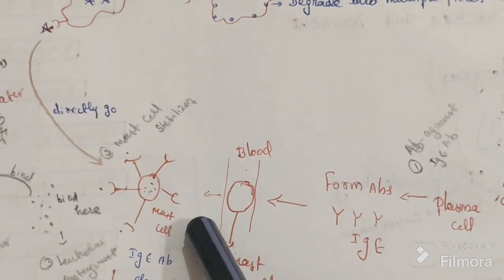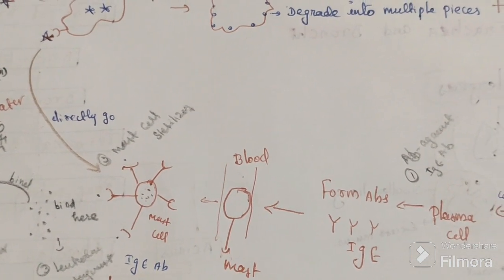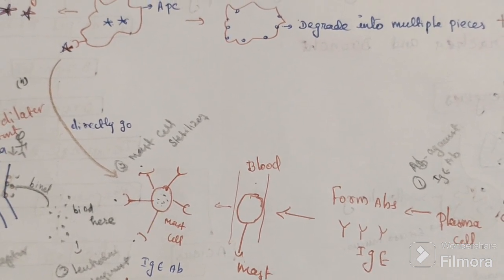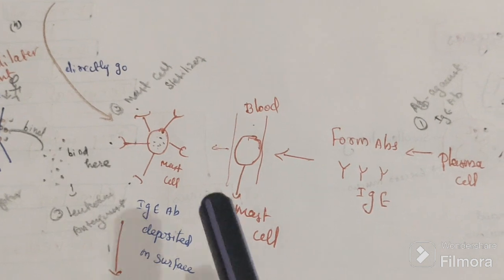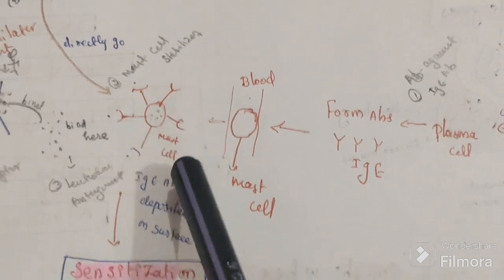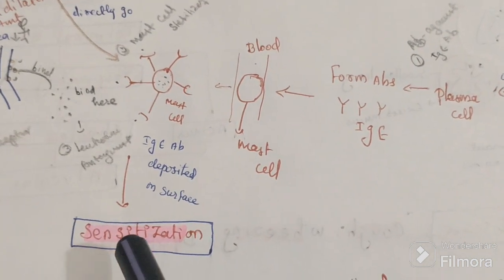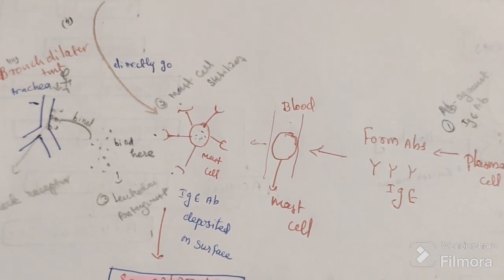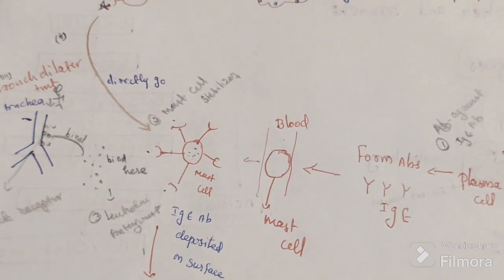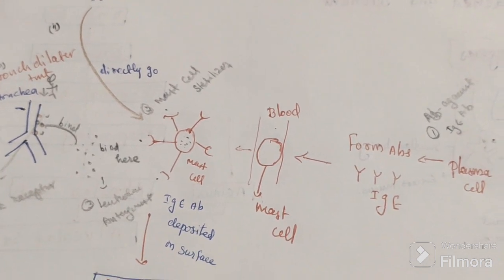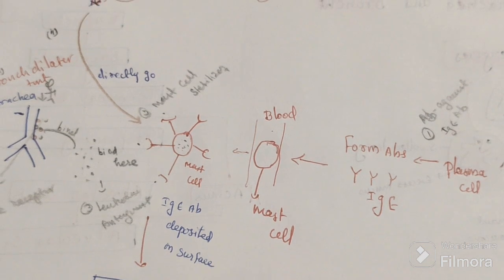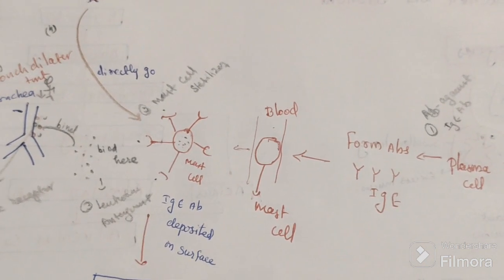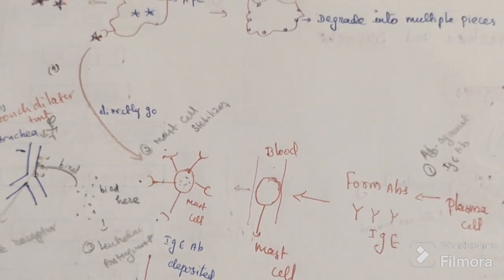So deposited like this, it will remain there forever and ever, and this is known as sensitization. This one is always present on that mast cell. This process is called sensitization. It will be there forever. The first time the allergen is entering, nothing will happen. Asthma will not happen the first time.